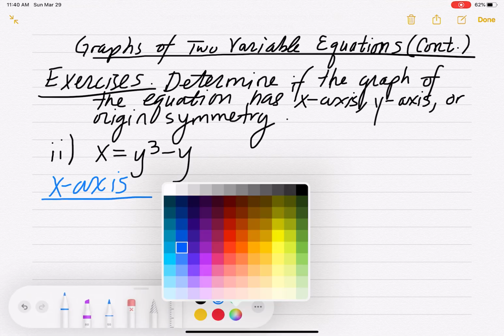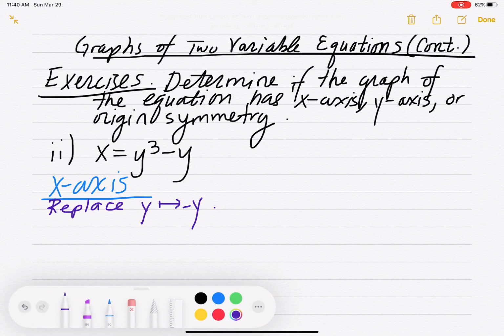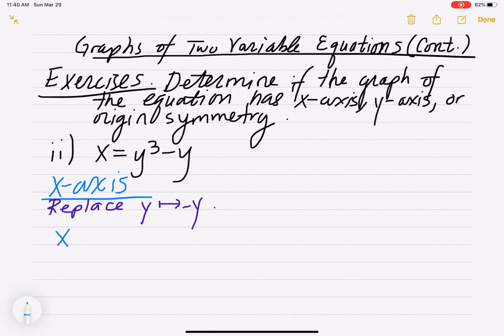You're going to take your purple and replace y with negative y, right? That's how you test for x-axis symmetry. Replace y with negative y in the equation. Okay, so I'm going to write down my equation. I have x equals blank cubed minus blank.